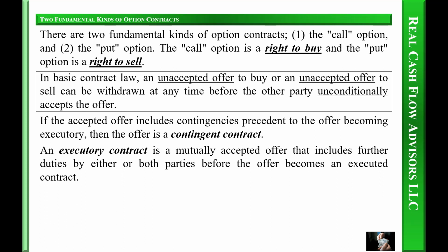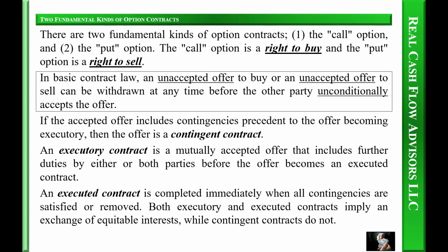An executory contract is a mutually accepted offer that includes further duties by either or both parties before the offer becomes an executed contract. An executed contract is completed immediately when all contingencies are satisfied or removed. Both executory and executed contracts imply an exchange of equitable interests, while contingent contracts do not.